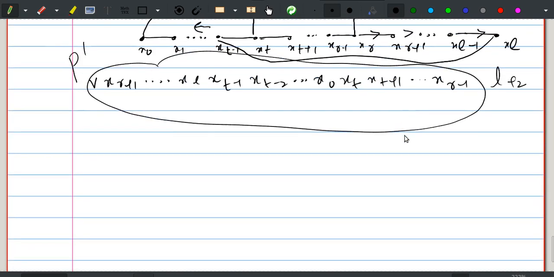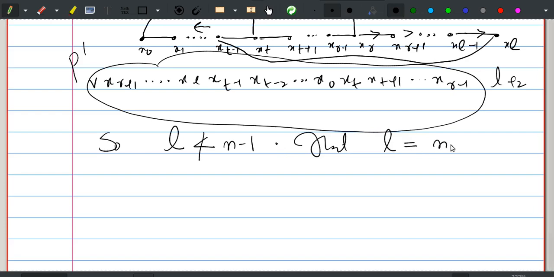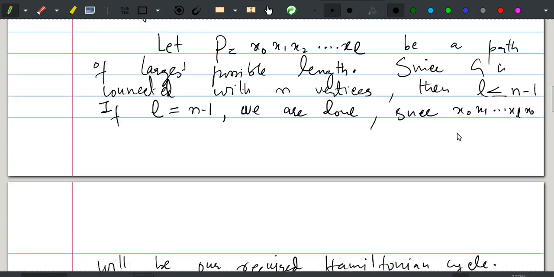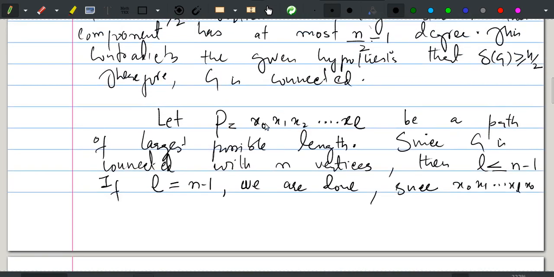So L is not less than n minus 1, that is, L is equal to n minus 1, and when L is equal to n minus 1, we are done in that case. So our path P will be the Hamiltonian path, and this cycle x0, x1 through xl to x0 will be our Hamiltonian cycle.